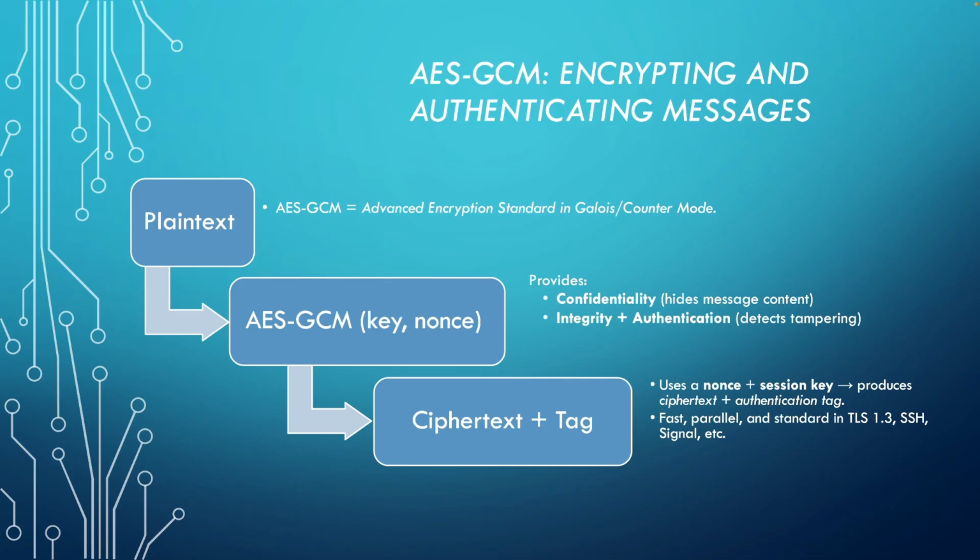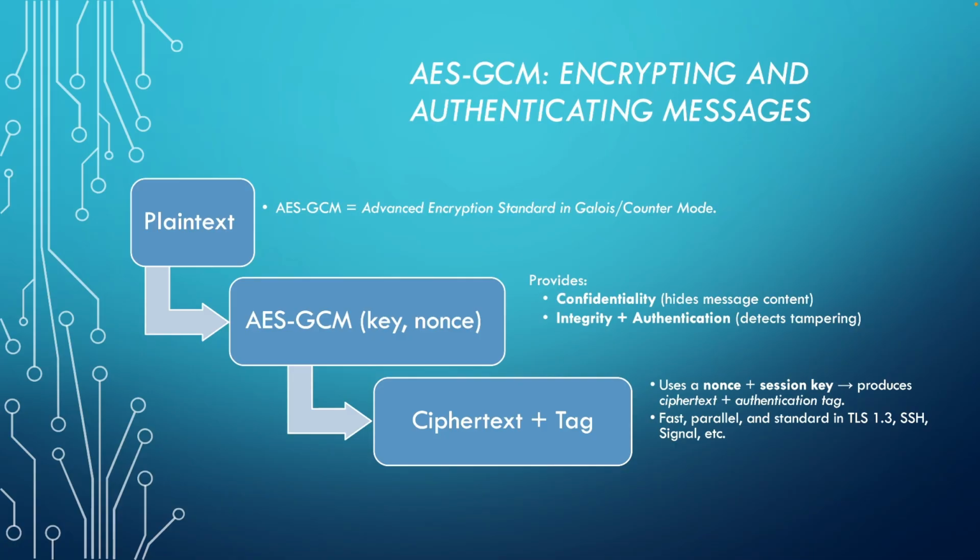Once Alice and Bob share that secret key, they can start communicating securely. This is where AES-GCM comes in. It's an encryption engine that protects messages. AES stands for Advanced Encryption Standard, and GCM stands for Galois/Counter Mode. It provides both confidentiality and integrity, meaning it hides the message and also ensures it hasn't been changed.